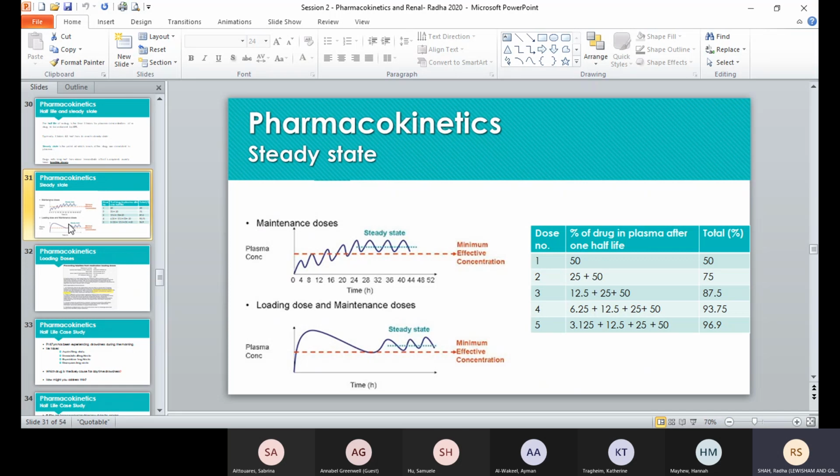In the first graph, you have just a consistent dose, and after about 4.5 half-lives, you see that it's reached steady state. Whereas a loading dose is needed in the second one, which leads to a big peak and then falls, and then it reaches steady state after more doses are given.